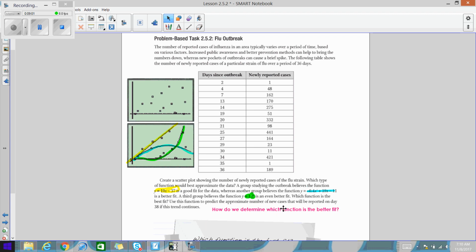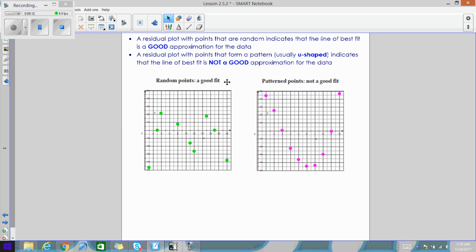How do we determine what is best? I don't know what's best, because some of them look good for exponential, some look good for linear, and some look good for exponential. Well, I'm going to tell you how we determine what would be best, and that is using a residual plot. Now, these are notes that I want you to take on page 136. This is residual plot, and you have seen this before.